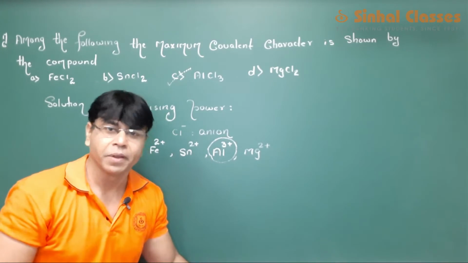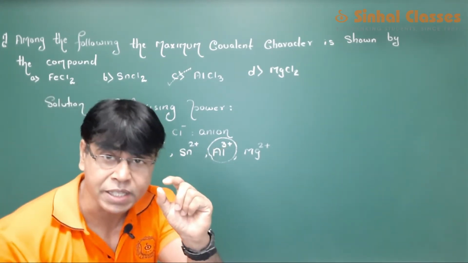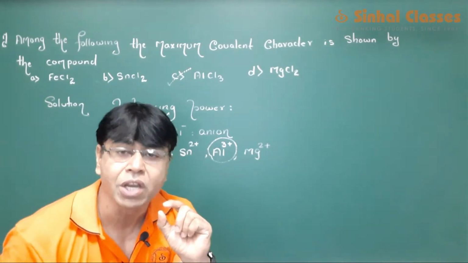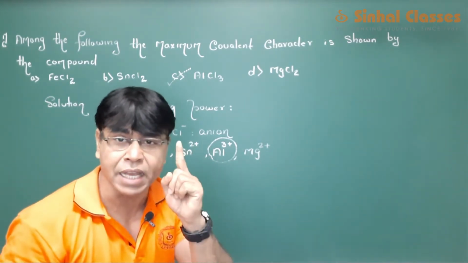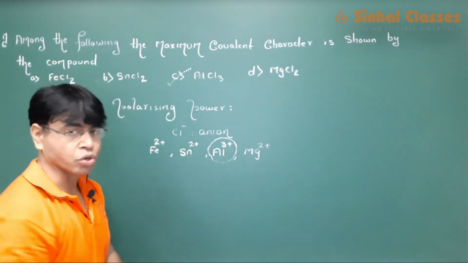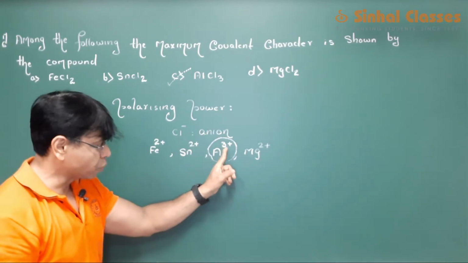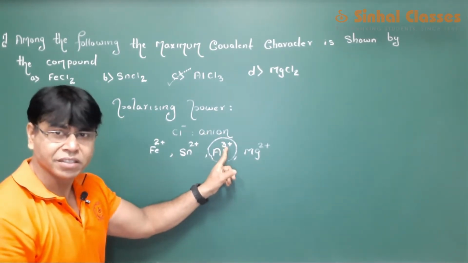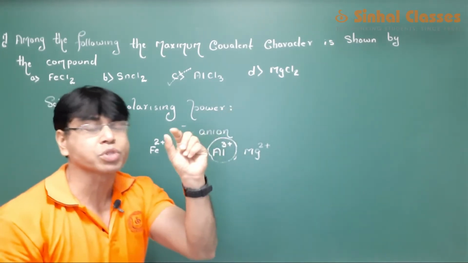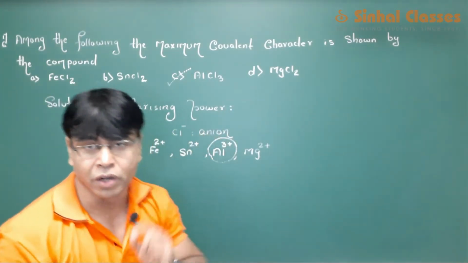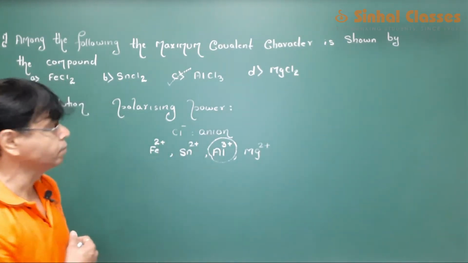Okay? Largest charge means small size. Small size of the cation, more is the polarizing power. So don't forget, polarizing power is directly proportional to the charge, which is nothing else but inversely proportional to size of the ion. Okay? Let's go to the next question now.